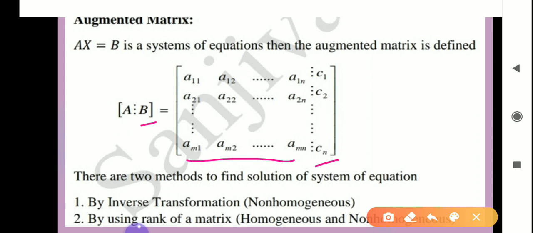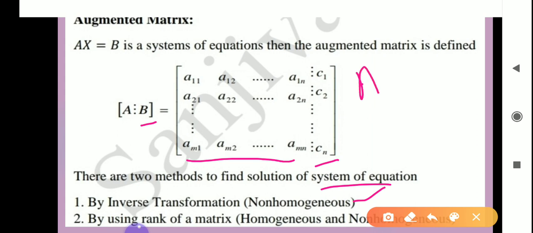Now how do we find the solution? There are two methods to find the solution of a system of equations. The first one is by inverse transformation, which is for non-homogeneous systems. The second one is by using the rank of a matrix, which is for both homogeneous and non-homogeneous systems. The inverse transformation method was already used in 12th standard.